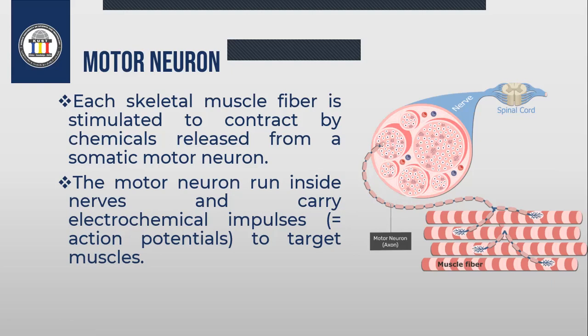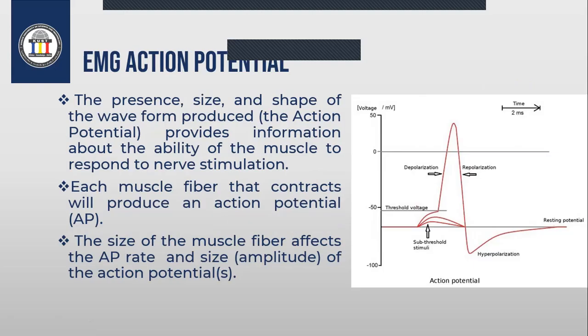The motor neuron runs inside the nerve and carries an electrochemical impulse, which is named the action potential, to the target muscle. As we explained in the previous part, section 2, the signal comes as an action potential, which looks like this. It starts with the resting potential, then the threshold voltage, and then goes up and down to the hyperpolarization, and then returns back to the resting potential. This is essentially the ability of the muscle to respond to any nerve stimulation.